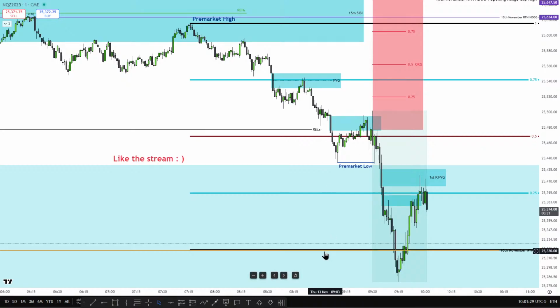We weren't looking at the new week opening gap in the morning. We were looking at the relative equal lows, and the new week opening gap was from the open.